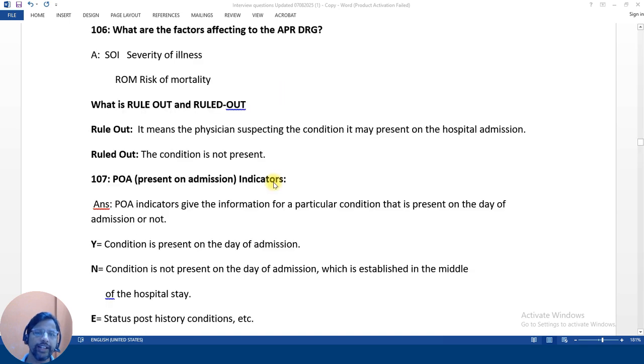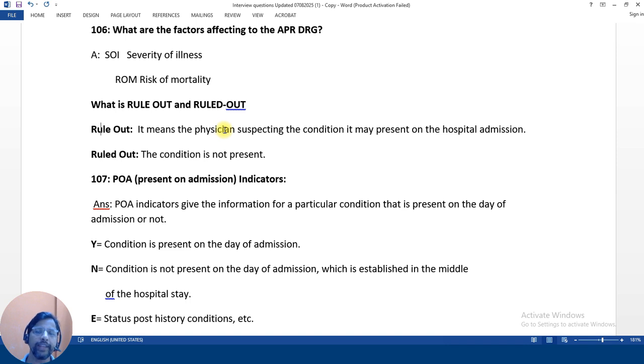Okay. So next one, what is rule out and ruled out? So this is very confusing. Sometimes the physician will mention rule out and sometimes he will mention ruled out. So basically this is useful for both outpatient as well as inpatient coders. Okay. So what is rule out basically? Rule out means the physician is suspecting the condition, and it may be present on the hospital admission. Okay. Rule out.